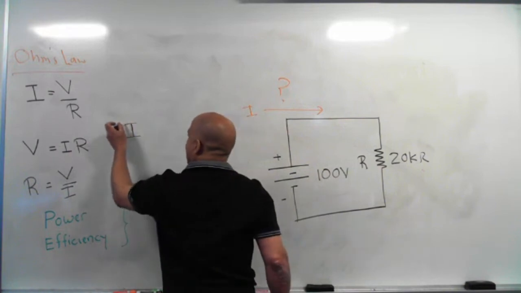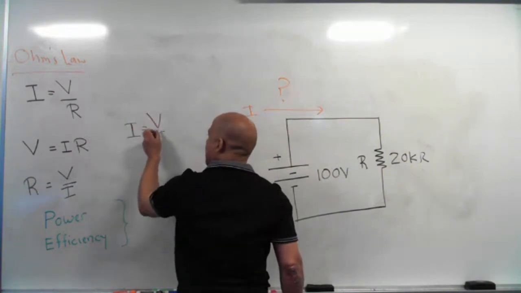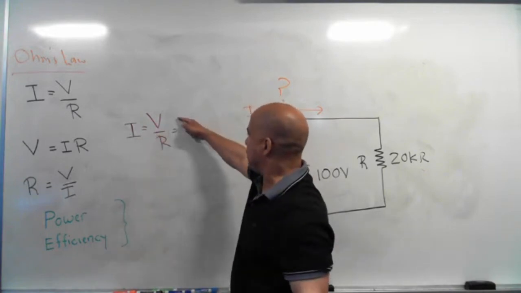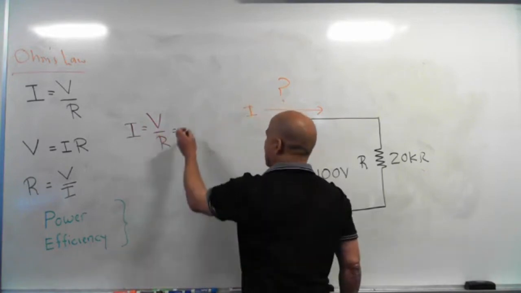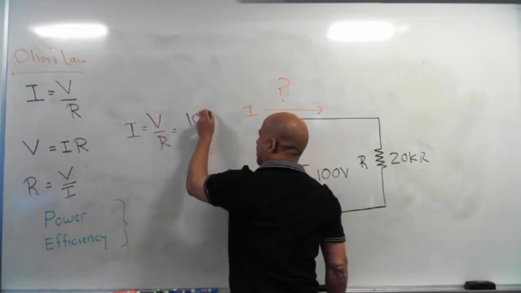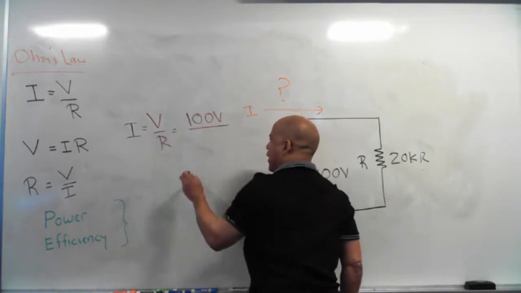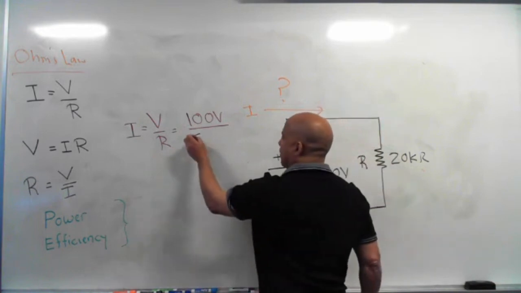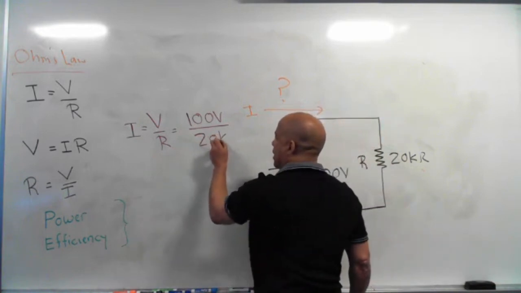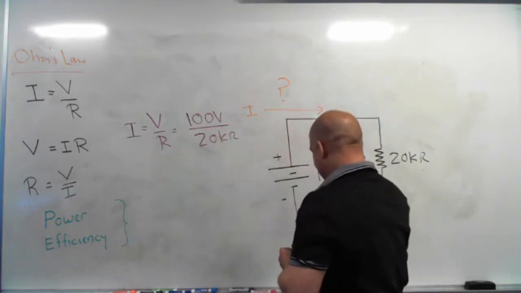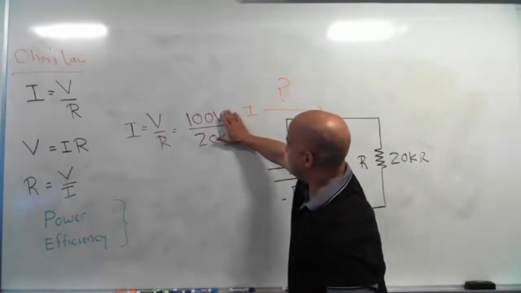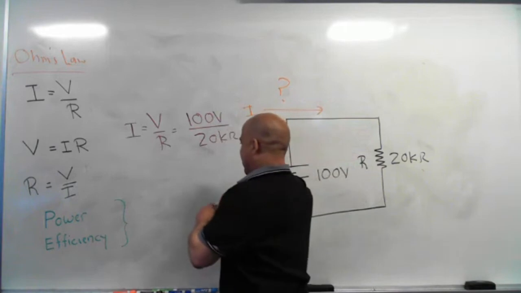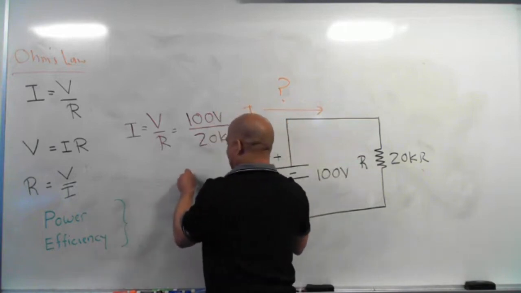I equals V over R. And then I'm going to put in my values for V and R. I'm going to substitute. V is 100 volts. R is, I'm going to put in 20K, not 20,000, 20K to make the math easy. 20K ohm. And now I can just cover that up, and I can say I got 100 on 20. Anybody can do that in their head. 100 on 20 is 5.